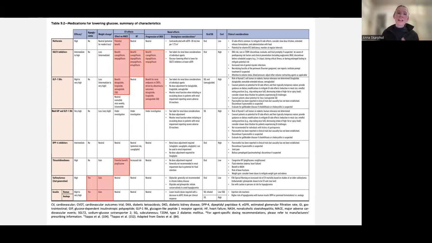And so we're looking at how effective is it at glucose lowering? What's the risk for hypoglycemia with it? What kind of weight change do we see? Does it have cardiovascular benefits? Does it have renal benefits? What's the cost of the medication and what are other clinical considerations? I think things like this are so great, especially for me as a student, because it just provides an entire summary of all of the diabetes medications in one screen.